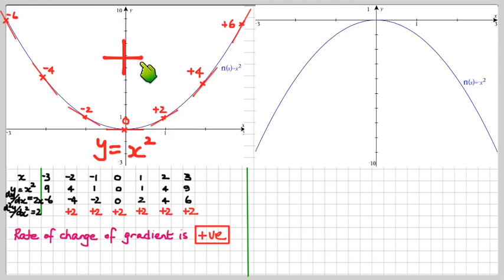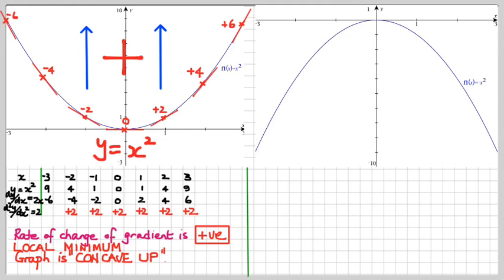So that's why I'll put that big plus there, to denote that the rate of change of the gradient is positive, right? Okay. Now this is a local minimum. This is a local minimum, isn't it? This point here, we've got a local minimum. What I'm leading to showing you here is this: the graph is concave up. That means that's what you get for a local minimum.